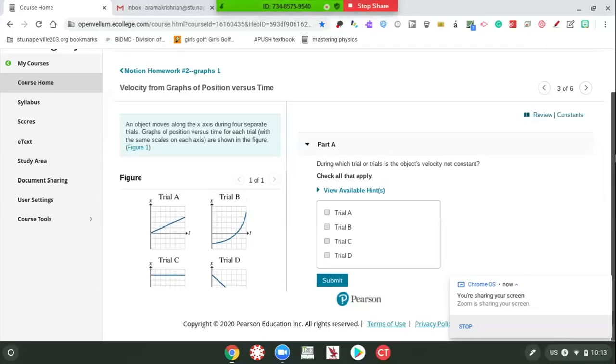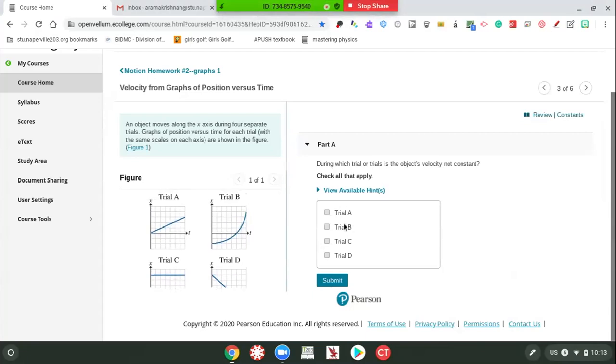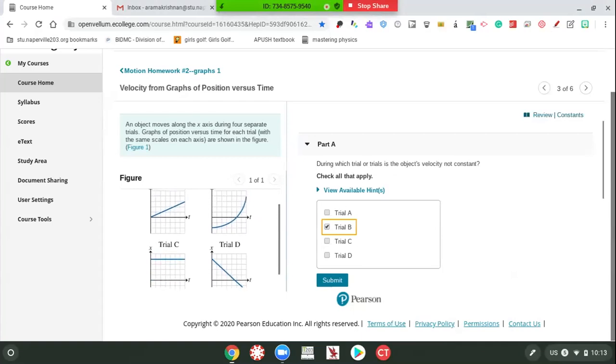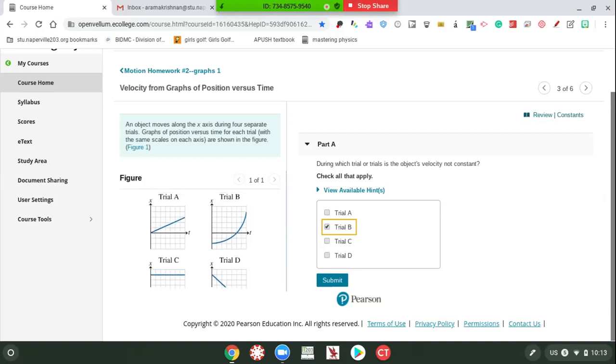Yeah. Okay. So an object moves along the x-axis during 4 separate trials. So the y-axis is x. Graphs of position versus time for each trial, with the same scales on each axis, are shown. During which trial is the object's velocity constant? Can you just scroll up? Just scroll this one. Trial A.